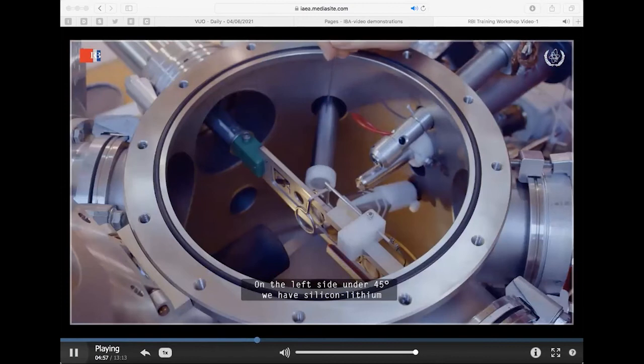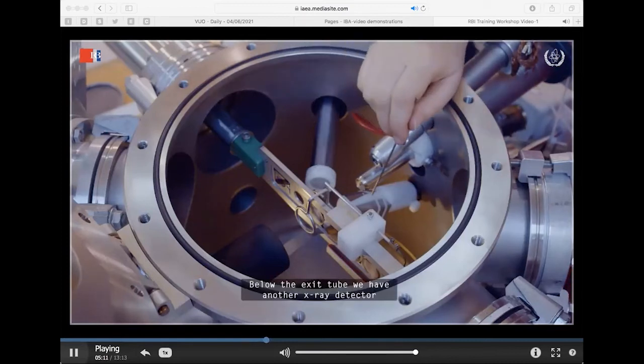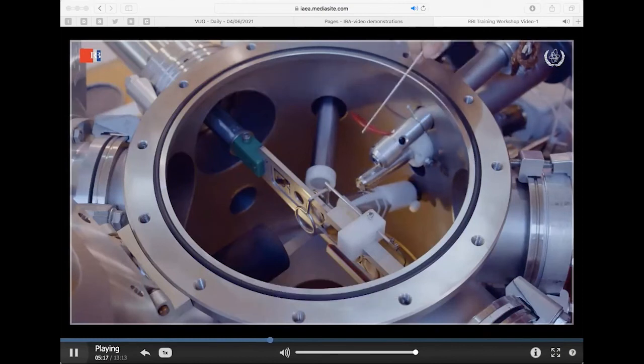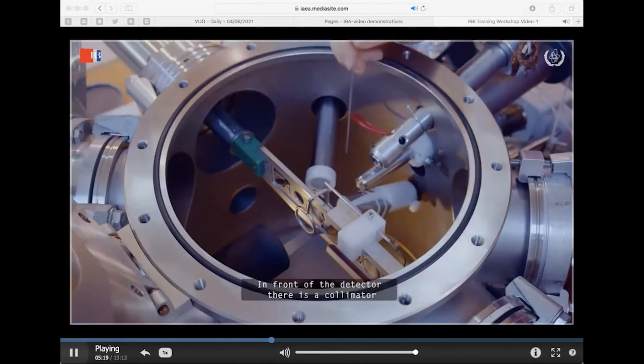On the left side, at 45 degrees, we have a silicon-lithium X-ray detector. This is a large area detector with a filter optimized for detection of higher energy X-rays. Below the exit tube, we have another X-ray detector at 30 degrees, optimized for detection of lower energy X-rays. In front of the detector, we have a collimator and magnet.